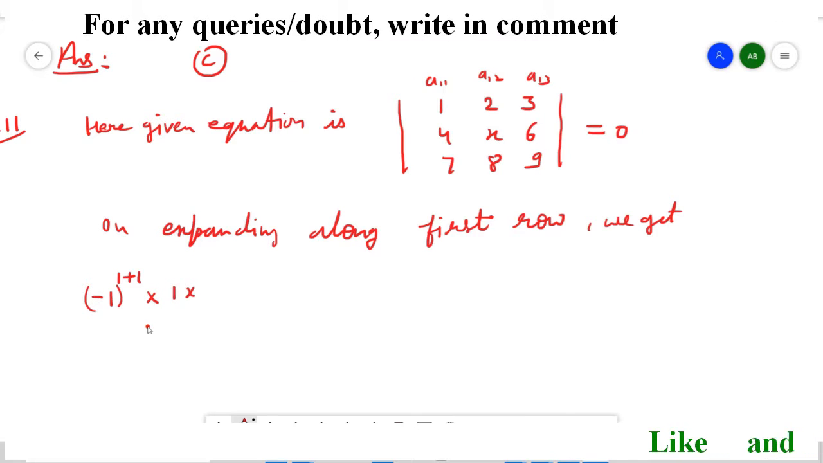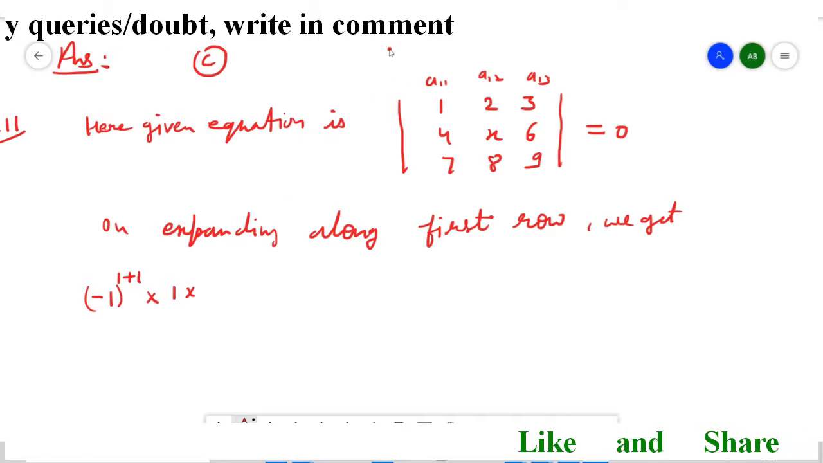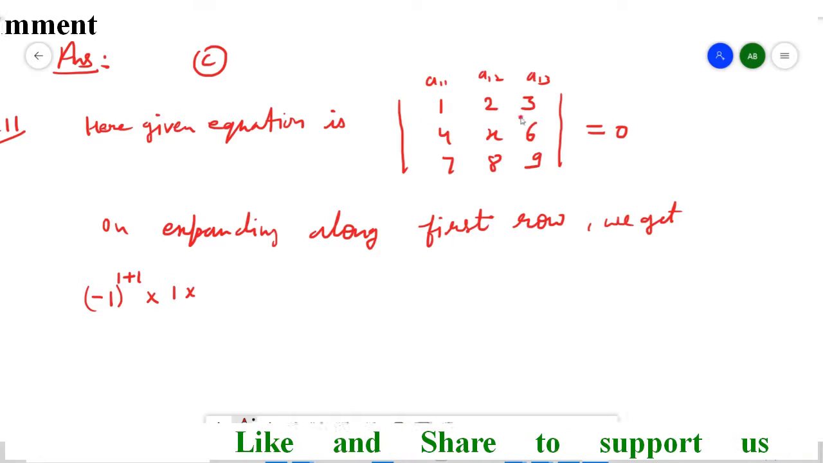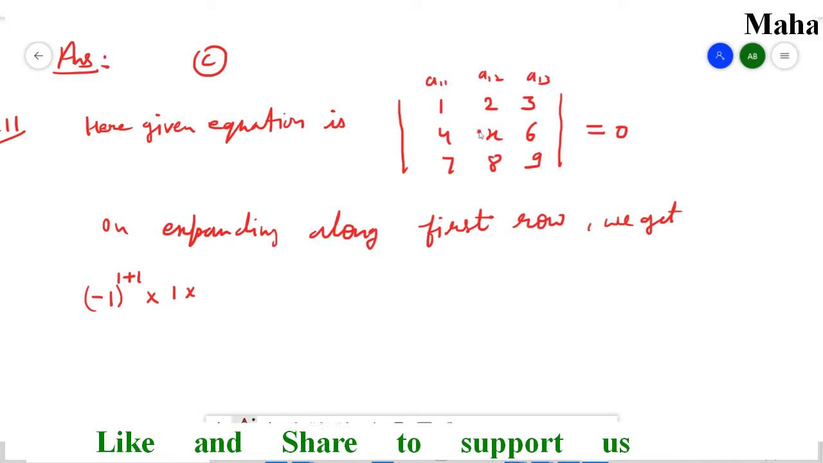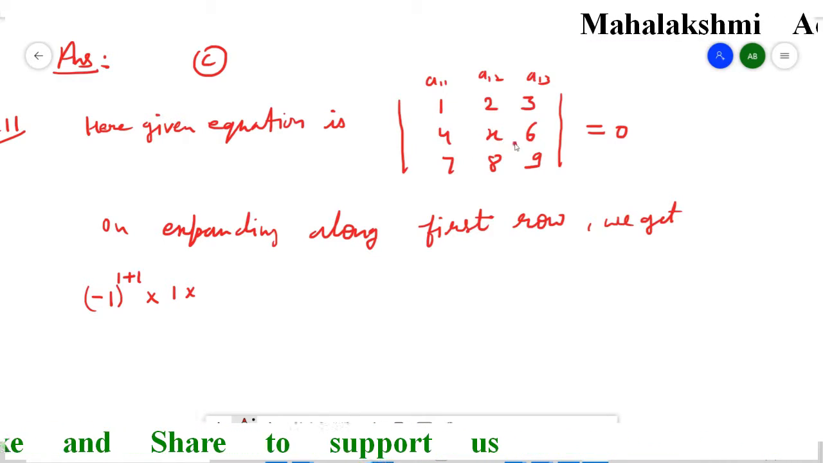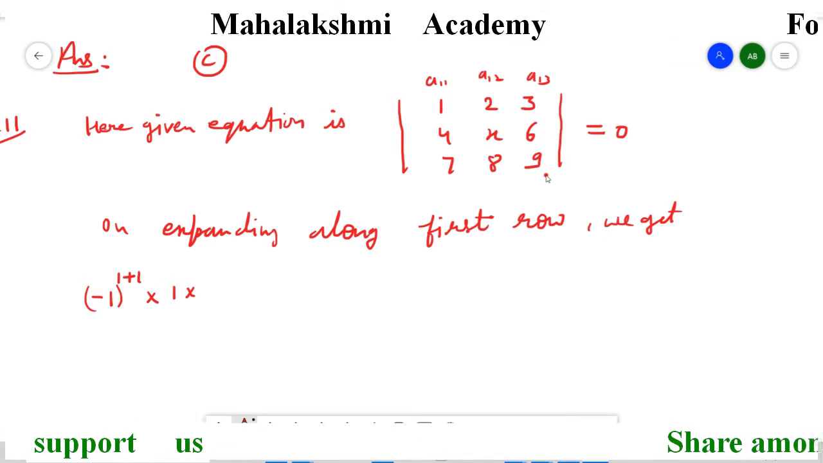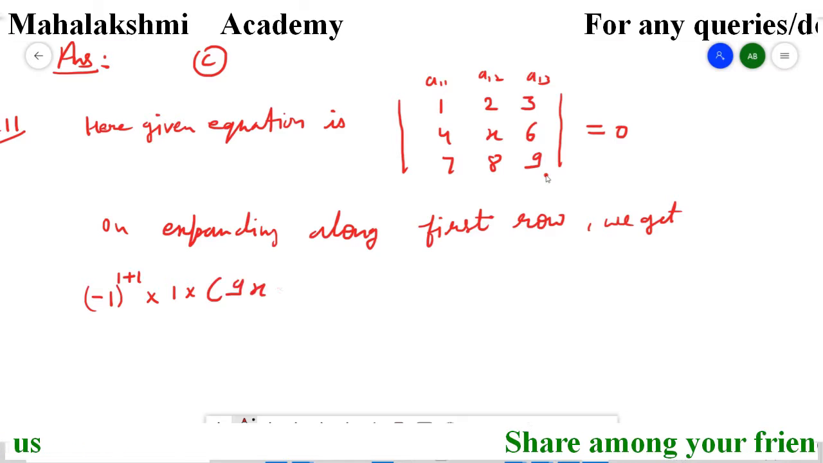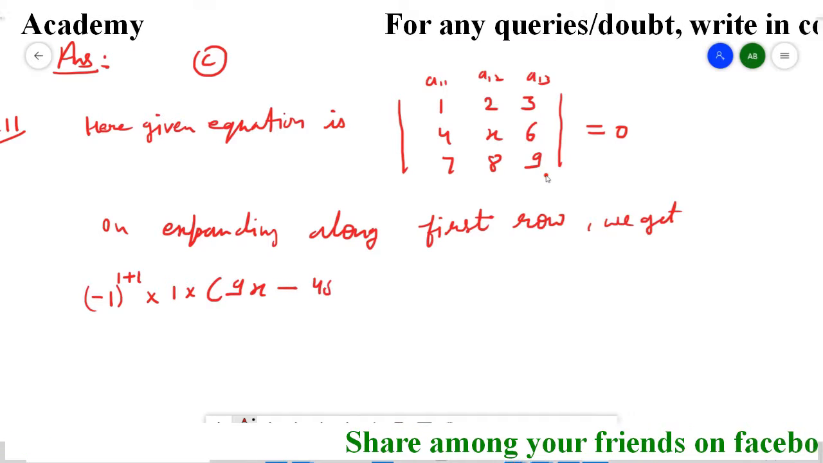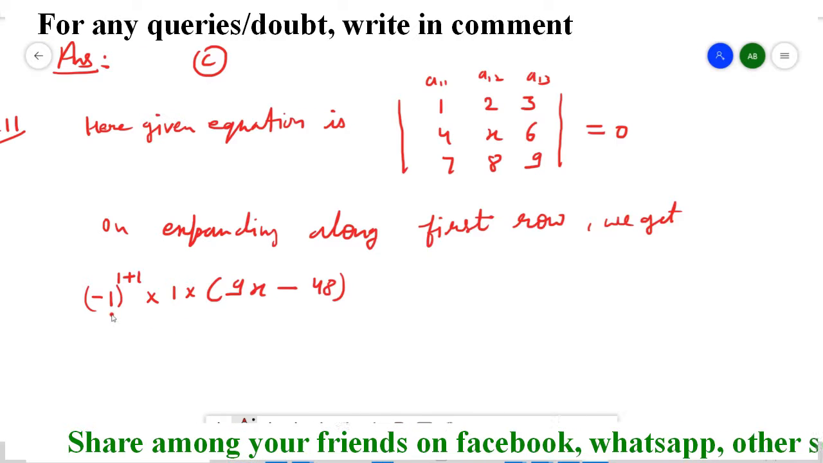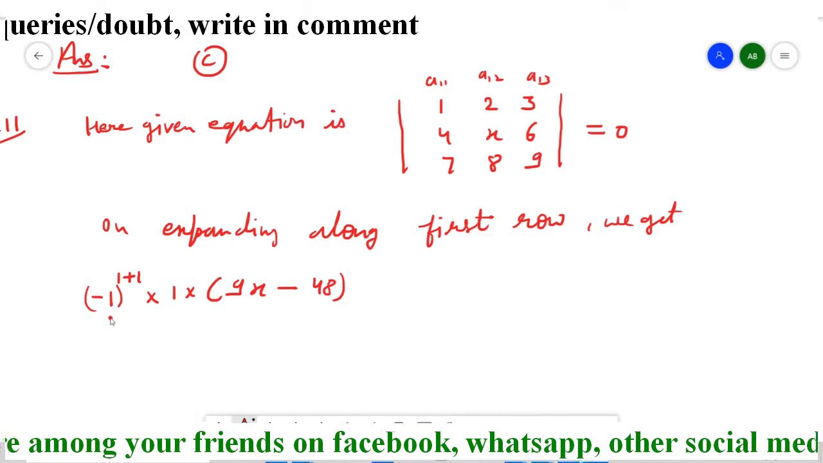Then multiplied by the minor of it. For that you just cross them mentally, and then what we are going to get here is x multiplied by 9 and then 6 multiplied by 8. So we'll write here 9x minus 48. So these two together are named as the cofactor.